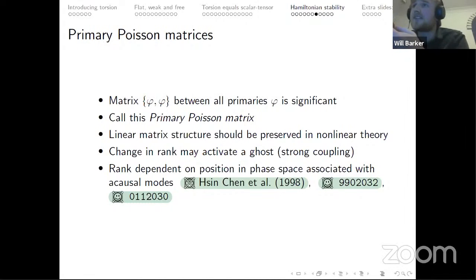And so then you have to go back and ask, well, these fields that we've activated as we went from the linear to the nonlinear case, those fields could be associated with many different pathologies. So they could be ghostly, they could be tachyonic. And there's also a more controversial consequence of having changes in the structure of the primary Poisson matrix as you have the different propagating fields taking different values. That's thought to be associated with some acausal behavior, but that's less well established.